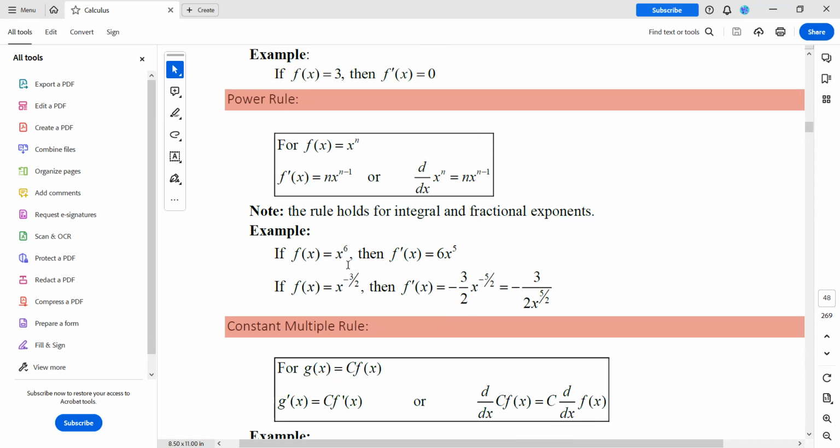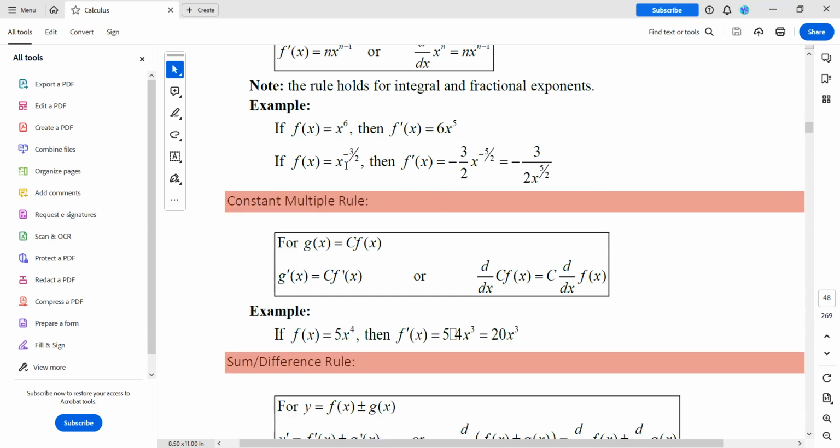Let's take a look at this as an example. So you have x raised to power 6. If you want to differentiate this, it's going to be what? 6x raised to power 5. Then same thing for this. If you want to differentiate this, you have minus 3 over 2 x raised to power minus 3 over 2 minus 1, which gives you minus 3 over 2 x raised to power minus 5 over 2. Or you can have it as minus 3 over 2 x raised to power 5 over 2.